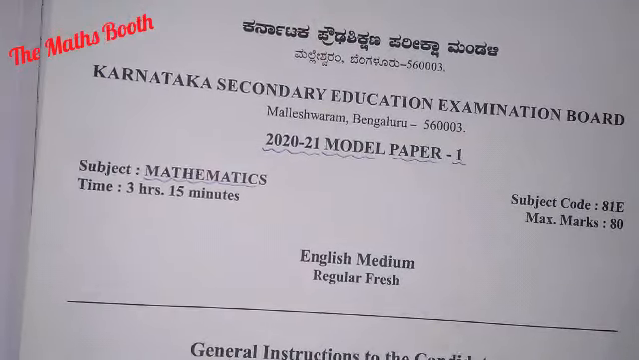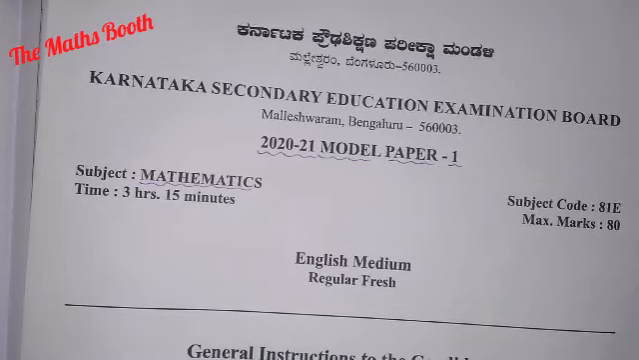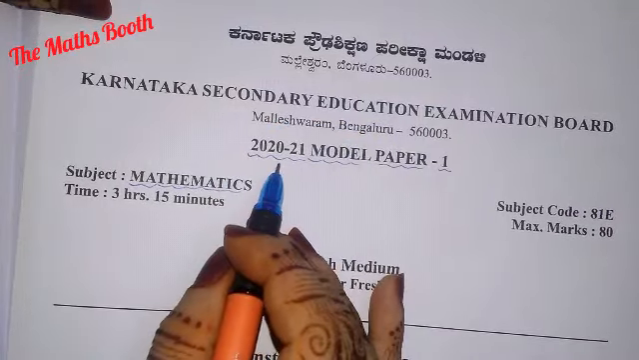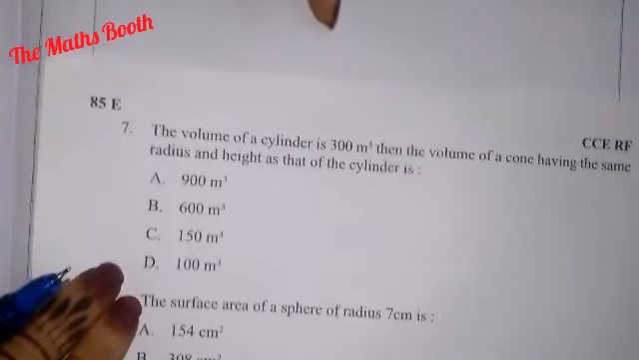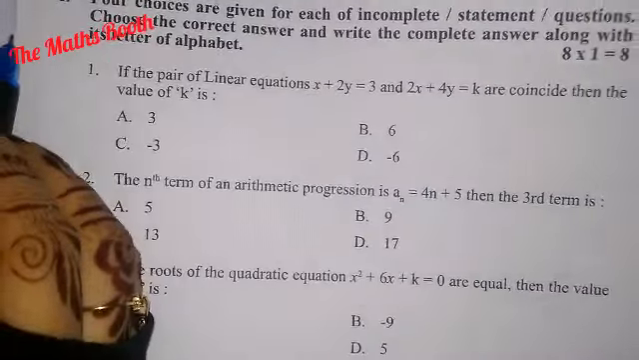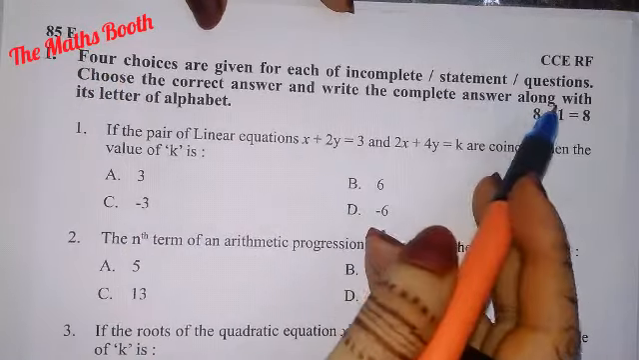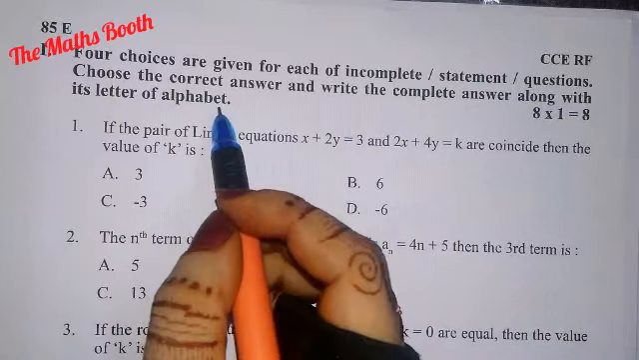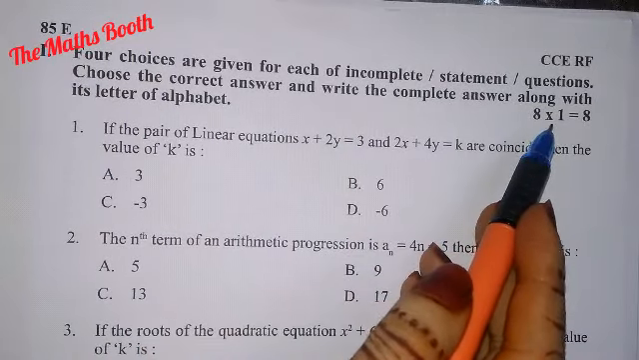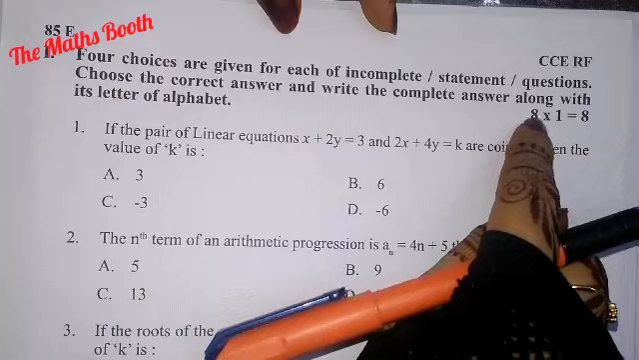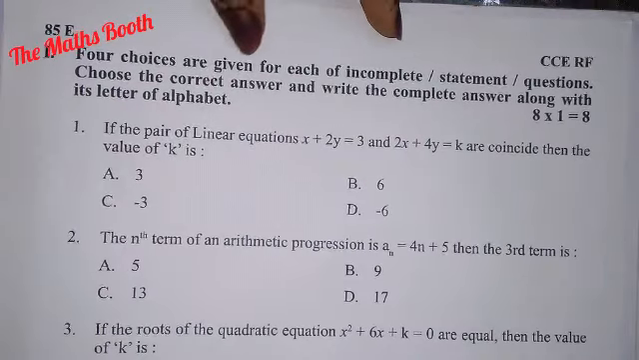The first question for English medium. This is the Karnataka Secondary Education Examination Board paper. So the pattern of paper as well as the first model paper for this year we are going to solve. So the first question of the model paper is first main. We can see here in the first main it is given: Choose the correct answer and write the complete answer along with its letter of the alphabet. So 8 questions. In my previous video I have told you about the question paper pattern, how many 1 mark questions. I have told 8 multiple choice questions. So let us see the first question.